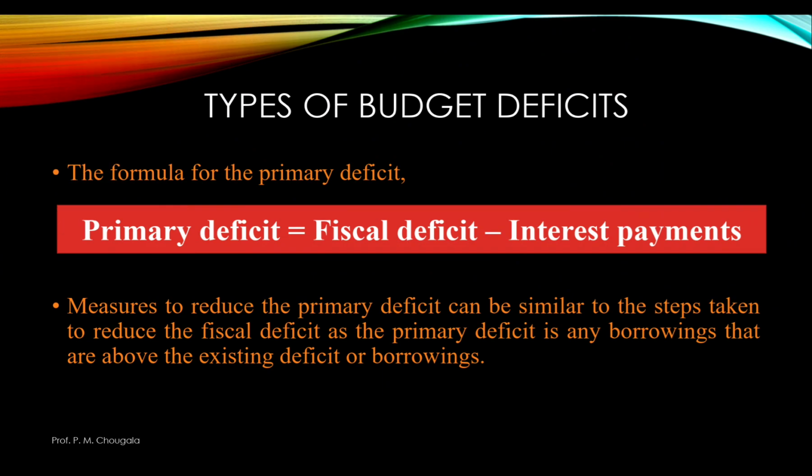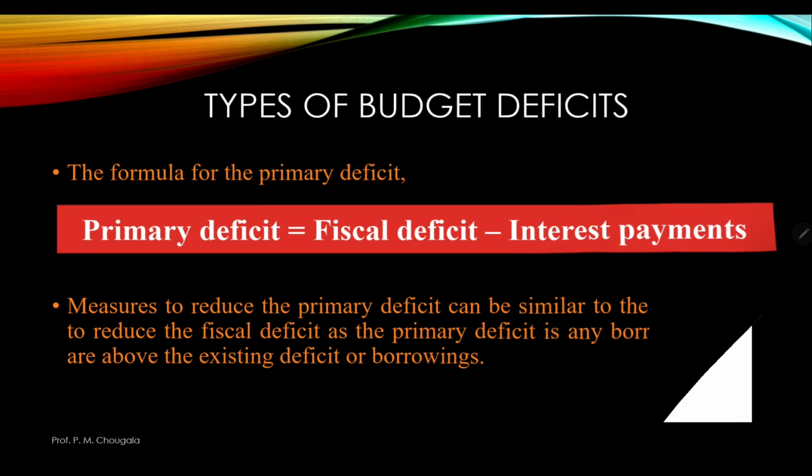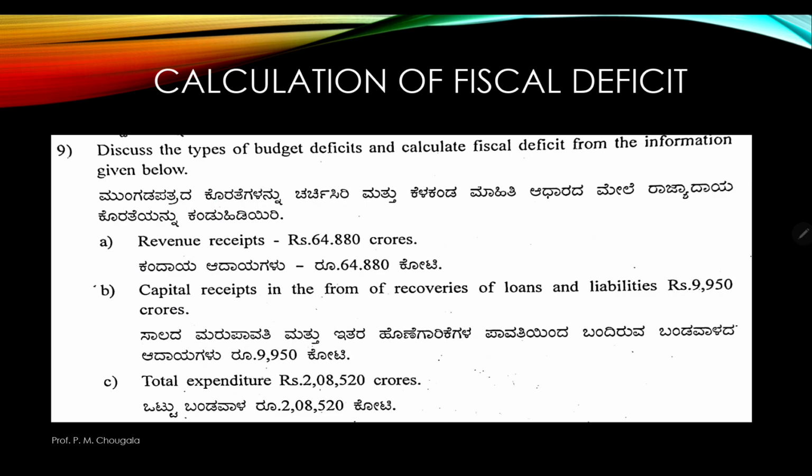See, the formula to calculate primary deficit is fiscal deficit minus interest payments. So measures to reduce the primary deficit can be similar to steps taken to reduce the fiscal deficit, as the primary deficit is any borrowing above the existing deficit or borrowings. So this is how we can find the types of budgetary deficits.